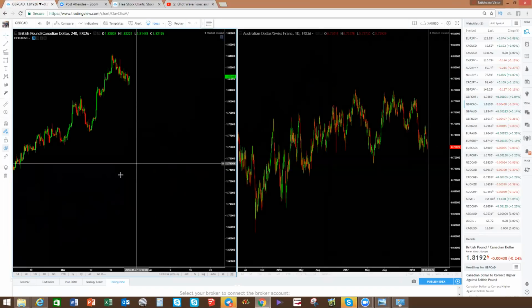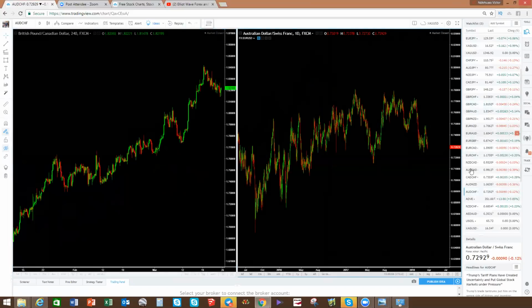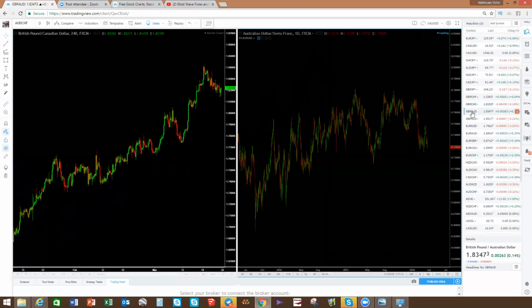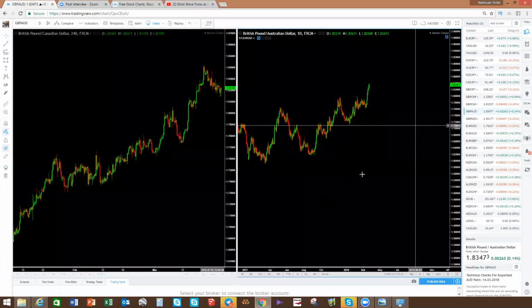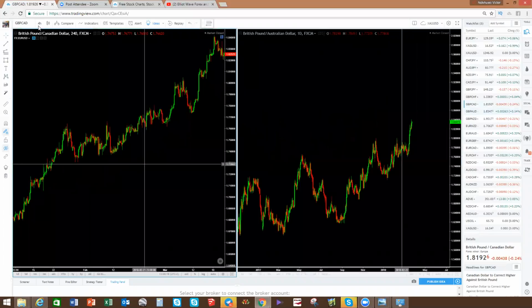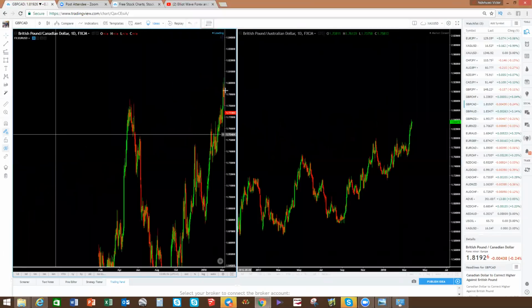So that's pound CAD, and on this side, I'm going to bring out pound AUD. So right-hand side is pound AUD. Left-hand side is pound CAD. I'm going to go daily on both. Very interesting stuff.